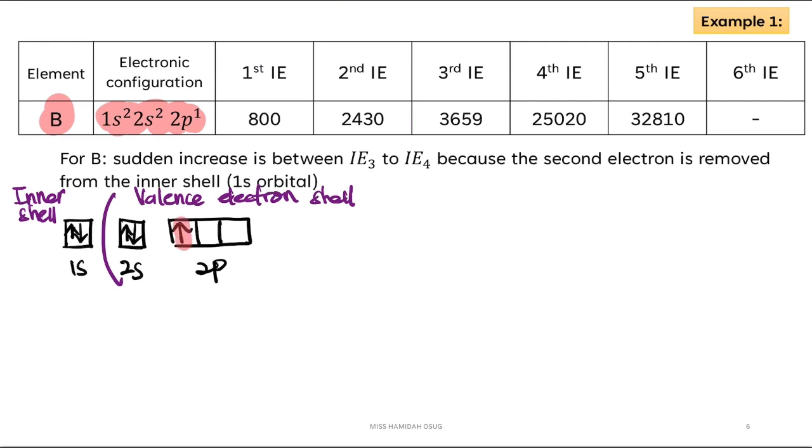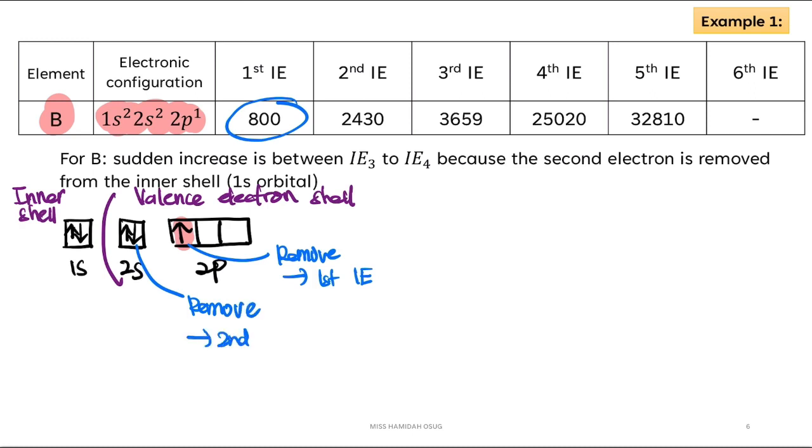The electron in 2p will become the first electron to be removed, therefore it will give the first ionization energy, which is at 100. The second electron that will be removed is from the 2s orbital. Then it will become the second ionization energy with the value of 2430, and the third electron that will be removed also comes from the 2s orbital.